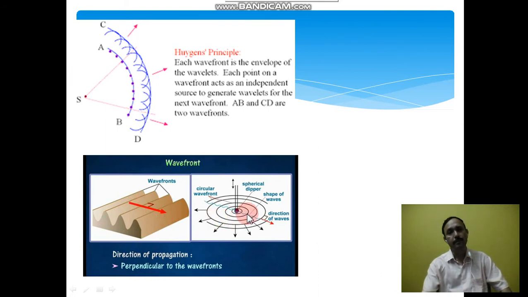Now, the same picture as we have shown earlier. This is a spherical dipper. Now, the shape of the waves: these are concentric circles. So the direction of the waves is this. So the waves are propagating along the arrow.